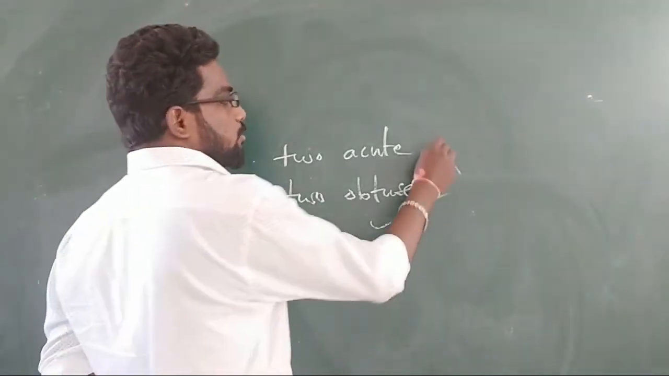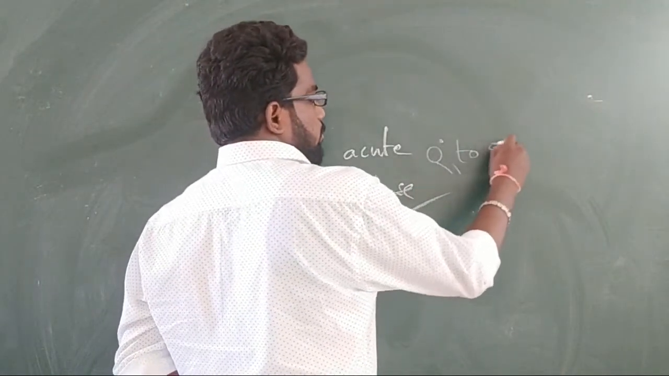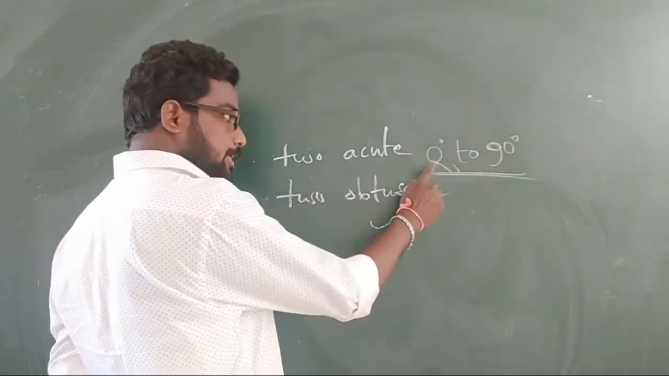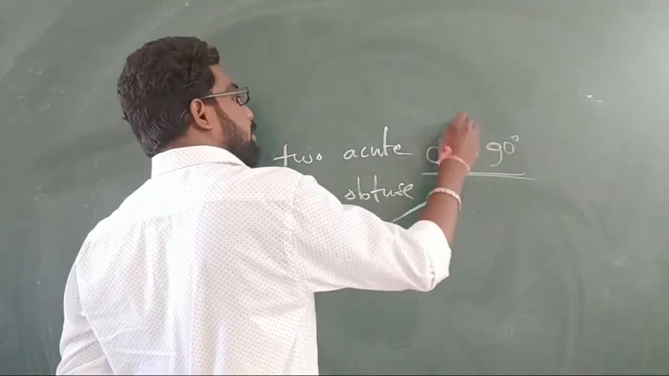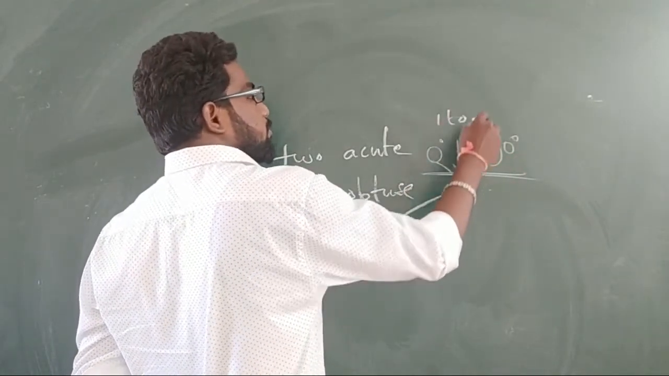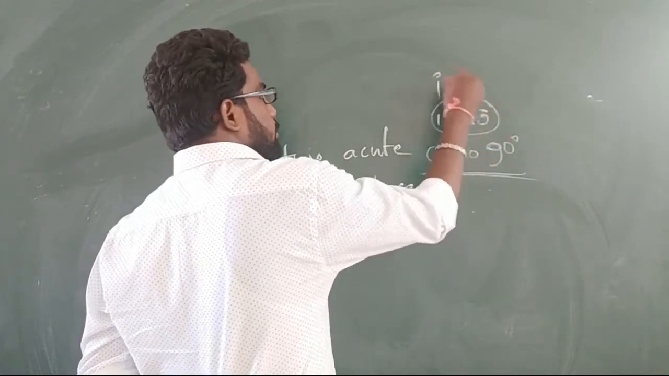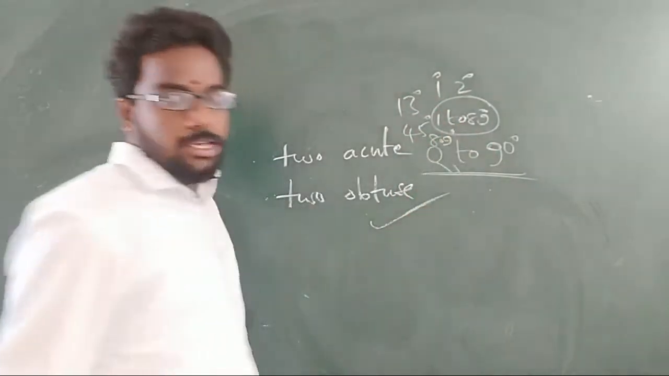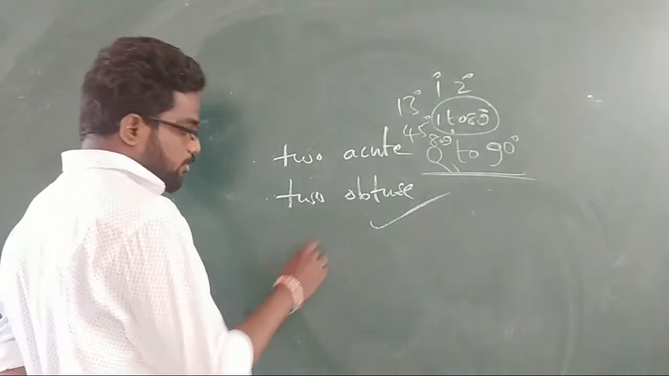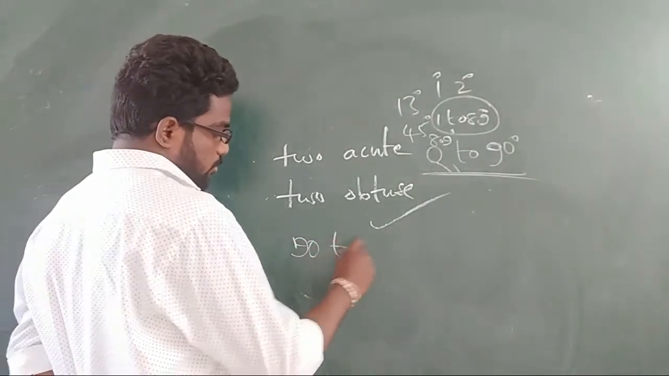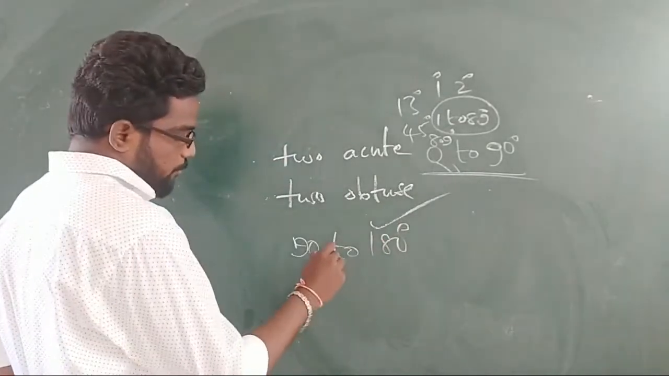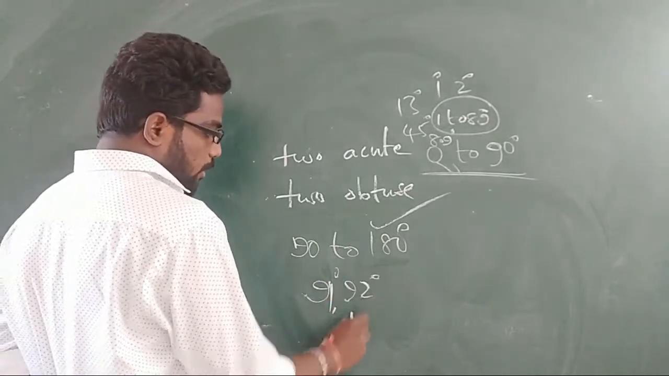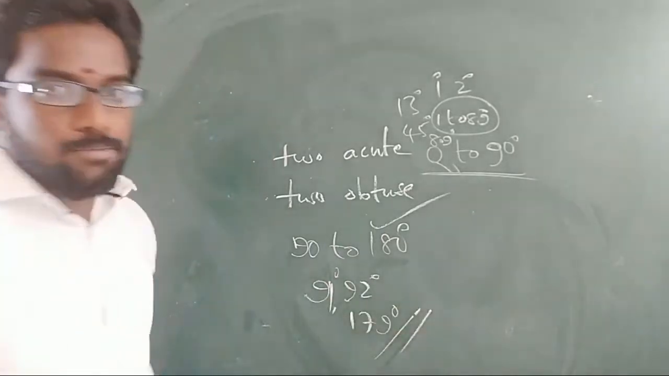Acute angles, you already know, are between 0 to 90. Between 0 to 90, you can take any measurement you wish. You should not take 0, you should not take 90. From 1 to 89, you can take any one: 1 degree, 2 degree, 13 degree, 45 degree, 89 degree. These are all acute angles only. Obtuse angles means 90 to 180. You should not take 90, you should not take 180. 91, 92, 179 you can take. These are all obtuse angles.